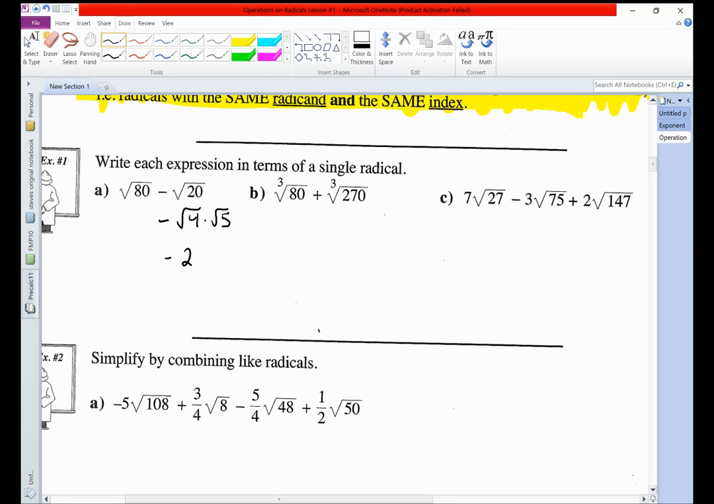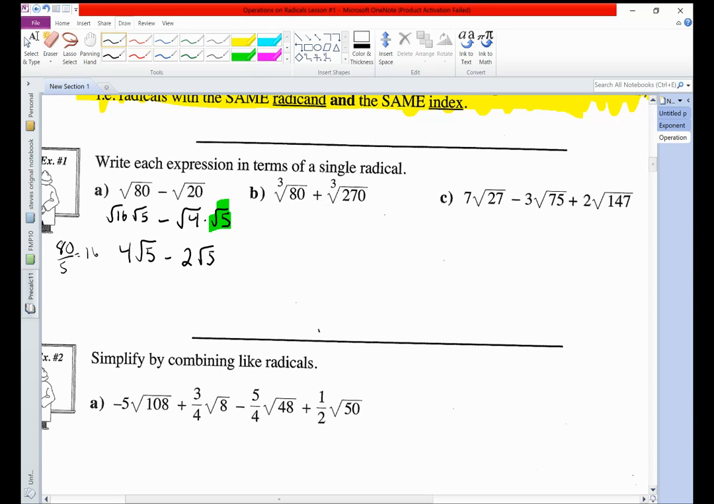So the reason I did that was because now I'm looking to convert this square root of 80 into something that has a square root 5 in it so that we can subtract them. So in my calculator, I can go 80 divided by 5, and that gives me 16, which is perfect because 16 is a perfect square. So now I can split that 80 into the root 16 multiplied by root 5. Root 16 is going to be 4. And now I have 4 root 5 minus 2 root 5.